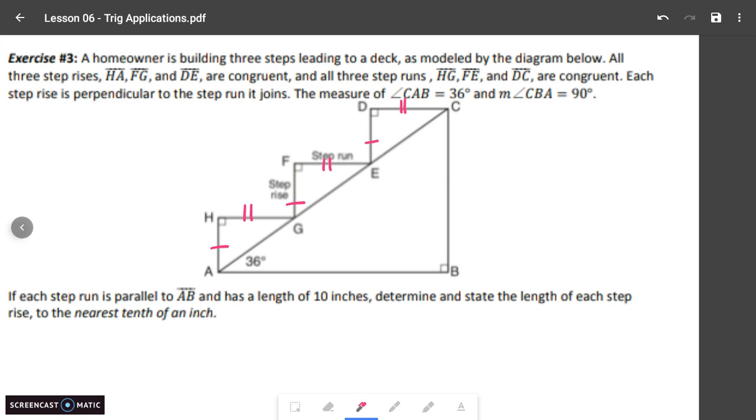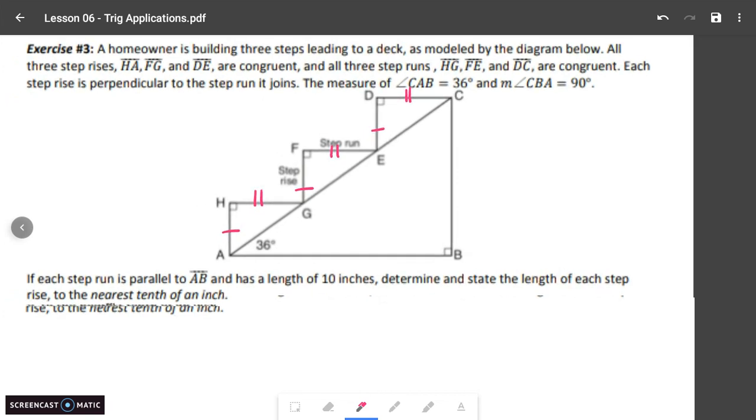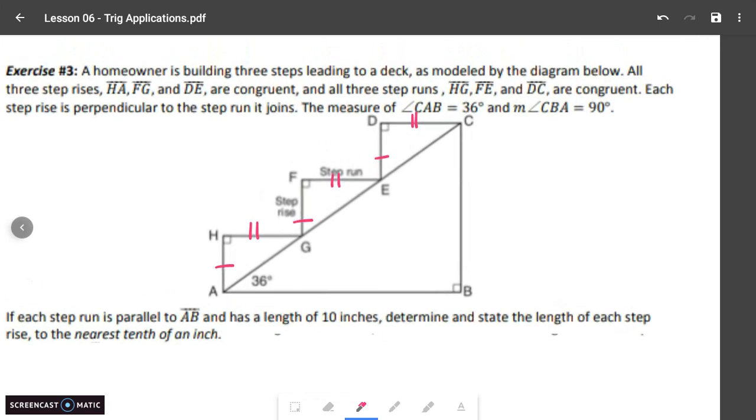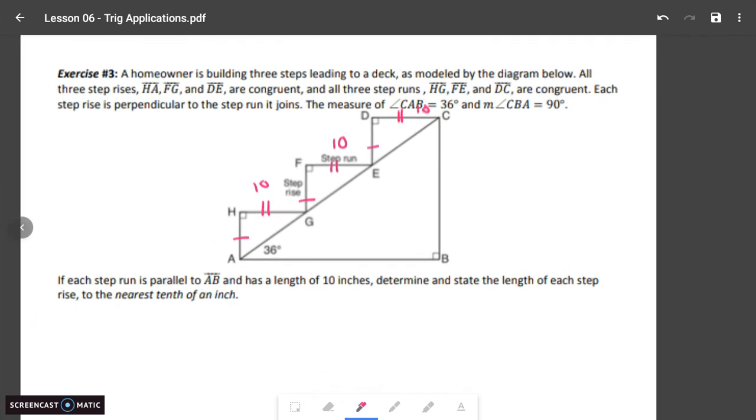Each step rise is perpendicular to the step it joins, so you can see the right angles are shown there. Angle CAB is 36 degrees, and angle CBA is 90 degrees. Now, it also mentions that each step run is parallel to AB and has a length of 10 inches. So the runs are here. So each of them are 10.